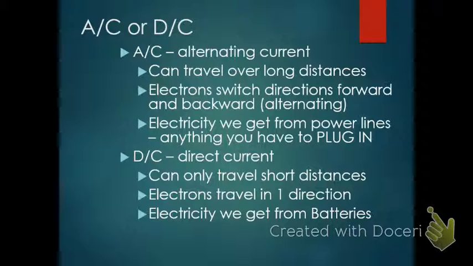Alright, so we must be able to explain the two types of power. We have alternating and direct current. Alternating current is a type of electricity that we get from wires. This can travel over long distances, so anything that you have to plug in is alternating current. In alternating current, electrons can switch directions in which they're going. They could go forward, they could go backward. Direct current, however, can only travel short distances, and direct current is the electricity we get from batteries.